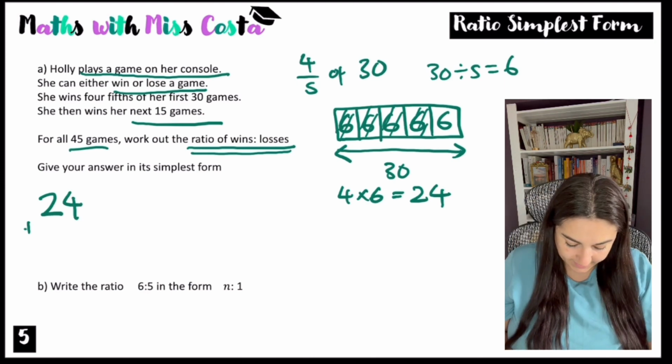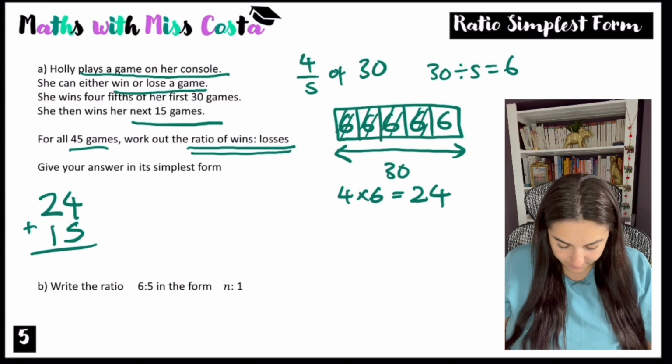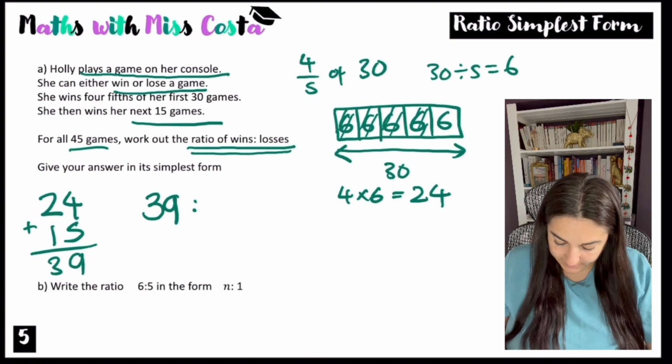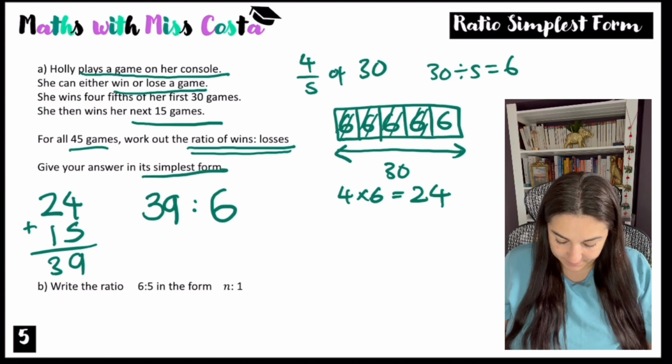She also wins her next 15 games. So let's add that up. That is 39, so she has won 39 games out of 45, which must mean that she has lost 6. Now it says give your answer in its simplest form.